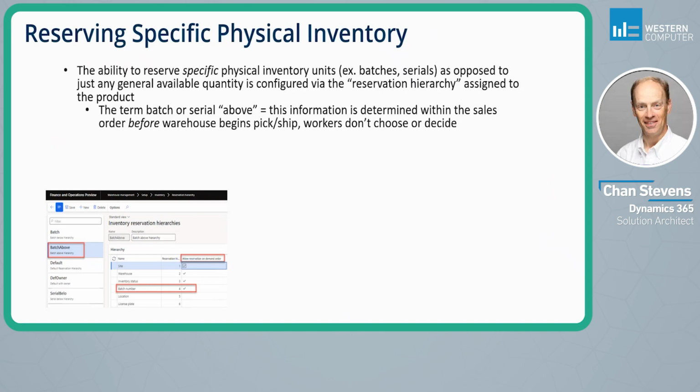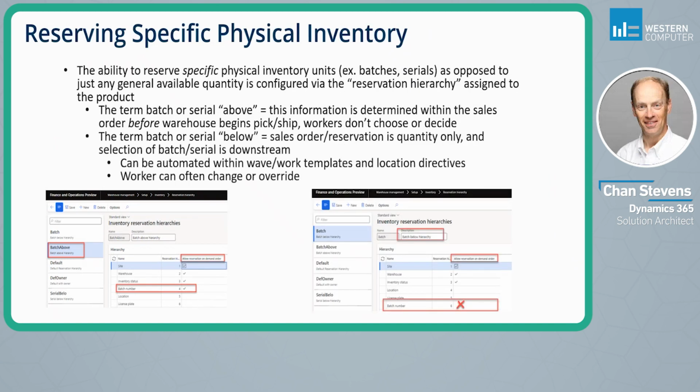So a reservation hierarchy configured to put the batch number above the location, with allow reservations checked, means I can claim a reservation of a specific batch, in this example, of inventory and prevent the warehouse from using that batch for some other reason or purpose. The term batch or serial below, in the second example on the right, defers that decision to the warehouse. I cannot reserve a specific batch or lot if the part is associated with that second hierarchy on the right.